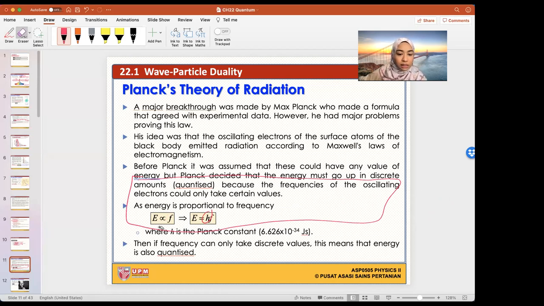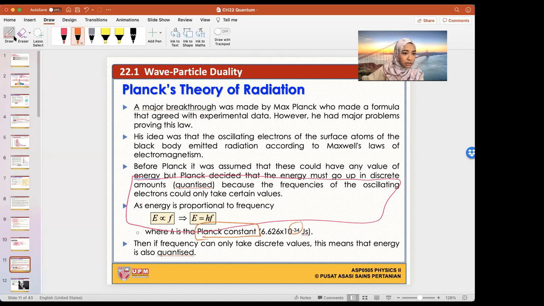So when he said E is proportional to frequency, he said, okay, I'm going to come up with an equation. E is equal to hf, where h is the Planck's constant. See, he used his name? Because he made this equation. So Planck's constant is 6.626 times 10 to the minus 34 joules per second.